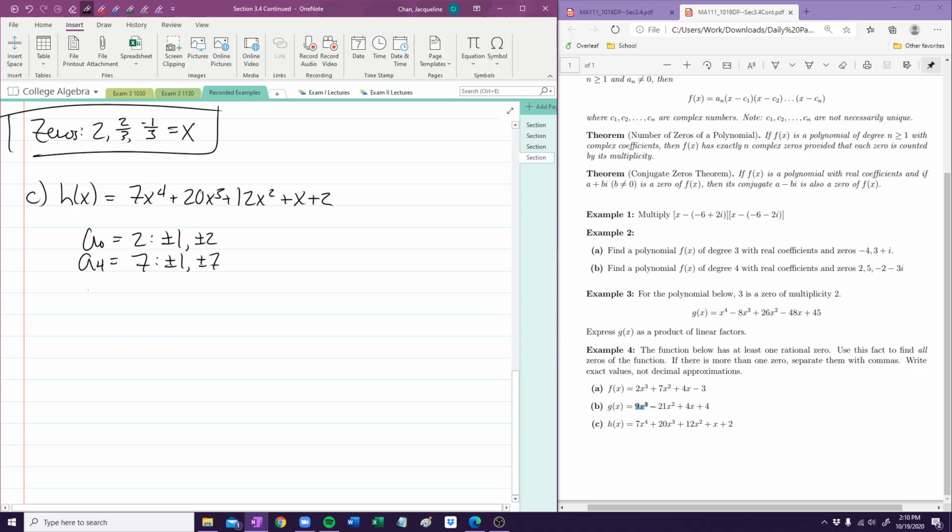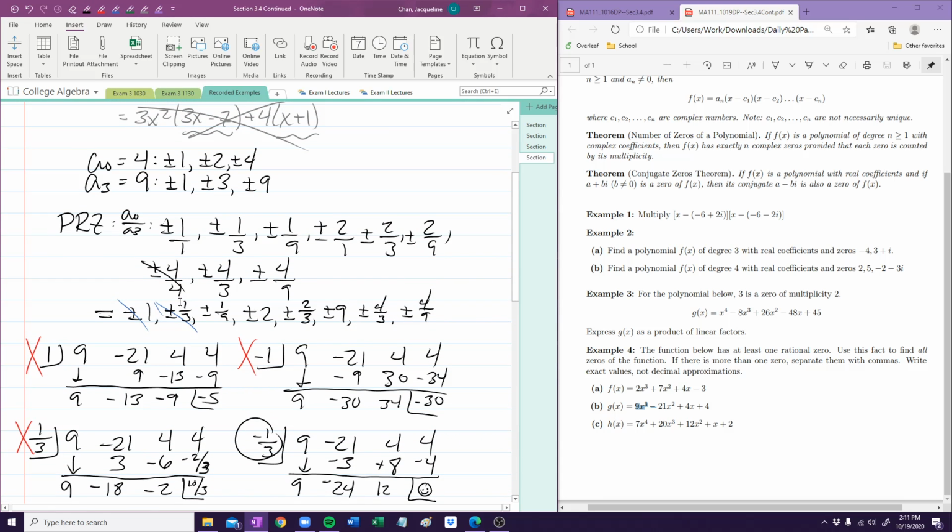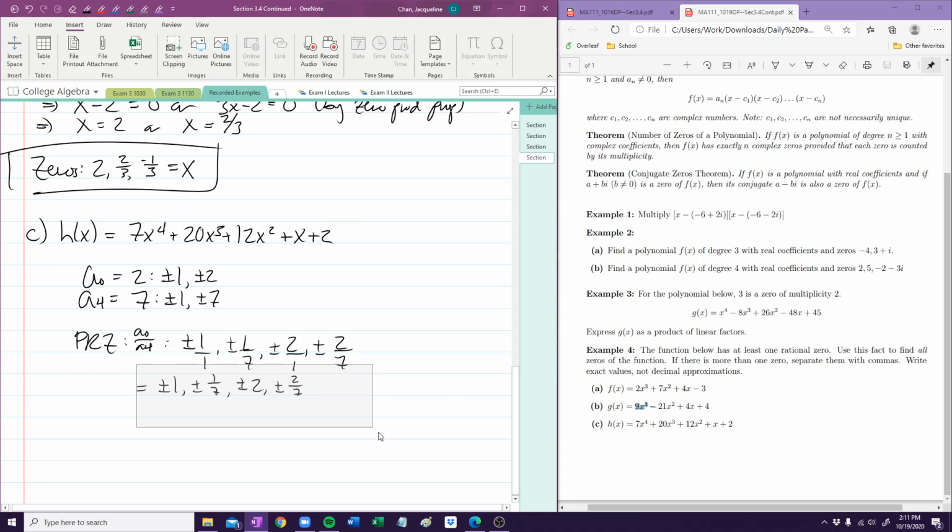Right? And then our possible rational zeros are a naught over a4, and they are plus or minus 1 over 1, plus or minus 1 over 7, plus or minus 2 over 1, plus or minus 2 over 7. If I simplify this, it should be plus or minus 1, plus or minus 1/7, plus or minus 2, plus or minus 2/7. Okay. This one's a little nicer than B just because B had so many possible zeros. Over here, we just have 8 options.